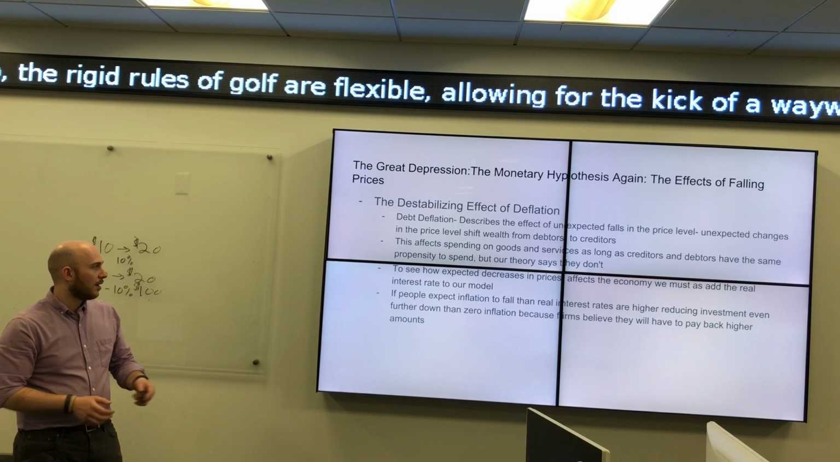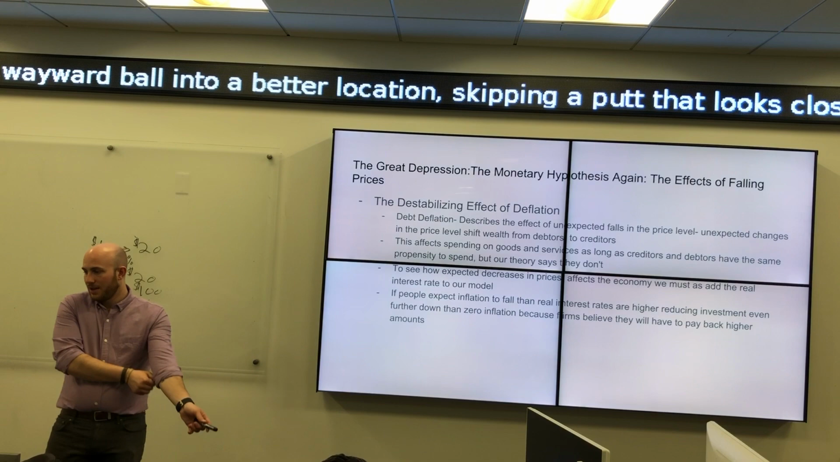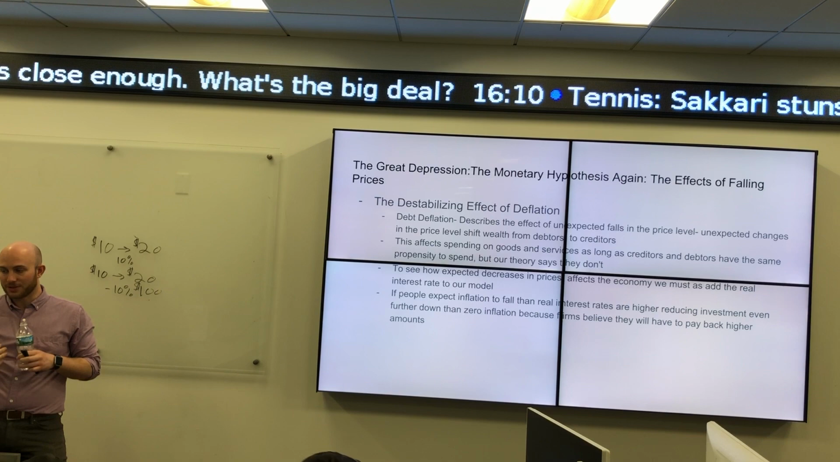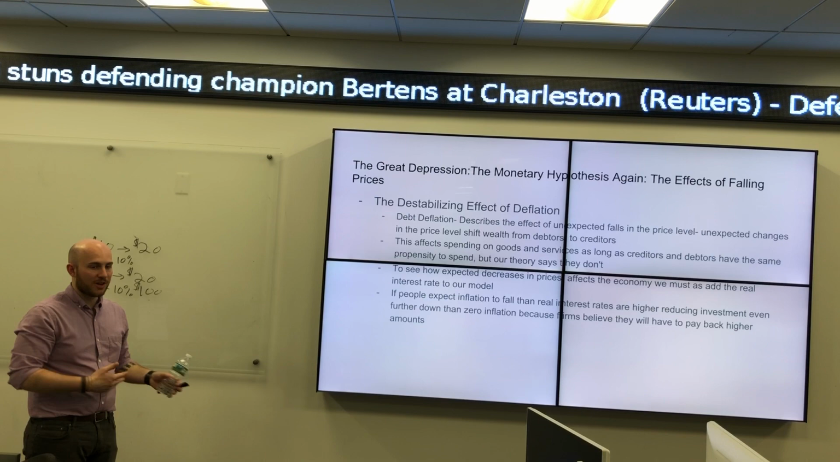And to see how unexpected decreases in price affect the economy, we must add the real interest rate to our model. If people expect inflation to fall, then real interest rates are higher, reducing investment even further down than zero inflation, because firms believe that they'll have to pay back higher amounts. So if people are expecting deflation, they're not going to borrow money because they don't want to pay back more money.